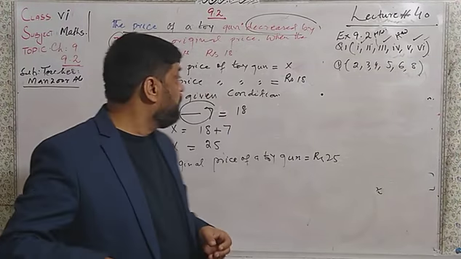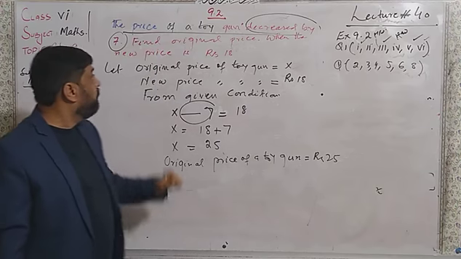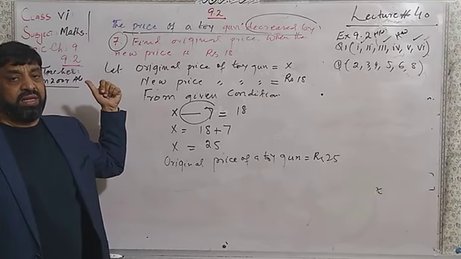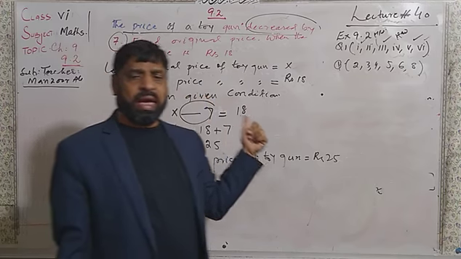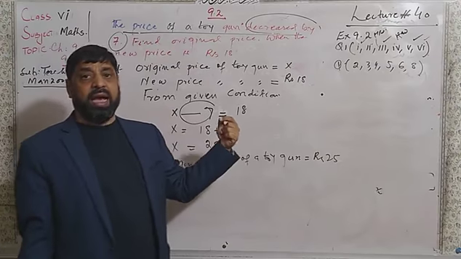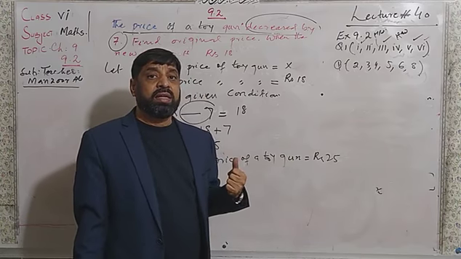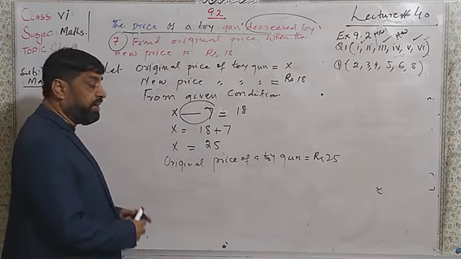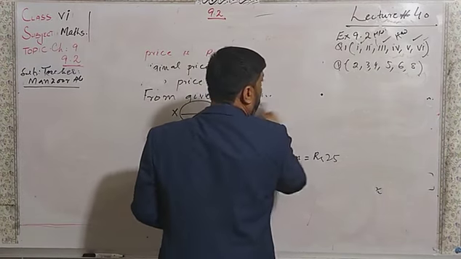Dear students, after that you must be careful: find the original price when the price of a toy gun decreased by 7. Suppose the price is equal to x, then decreased by 7 means x minus 7. And x minus 7 is equal to the new price, that is 18. We will find the value of x by shifting minus 7 to the other side. This was question number 2.